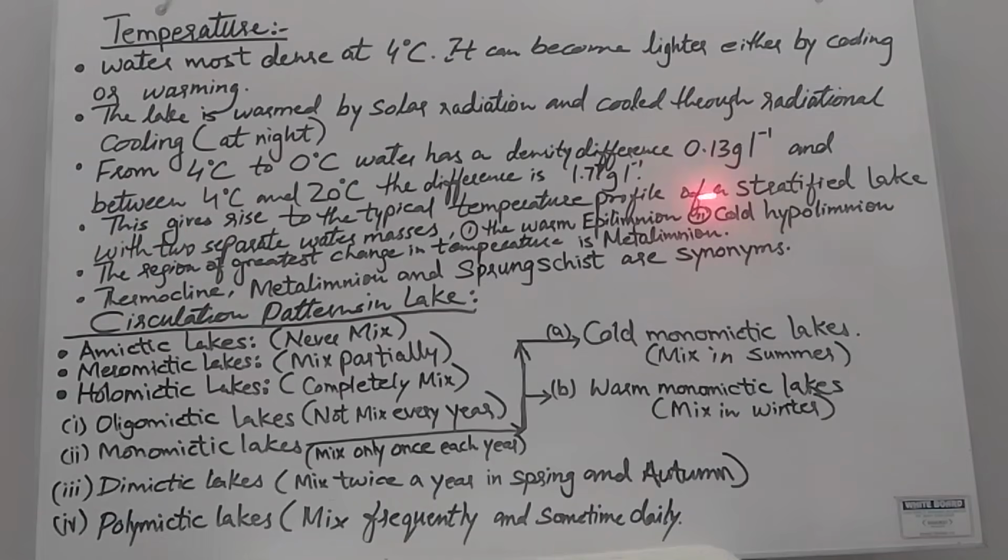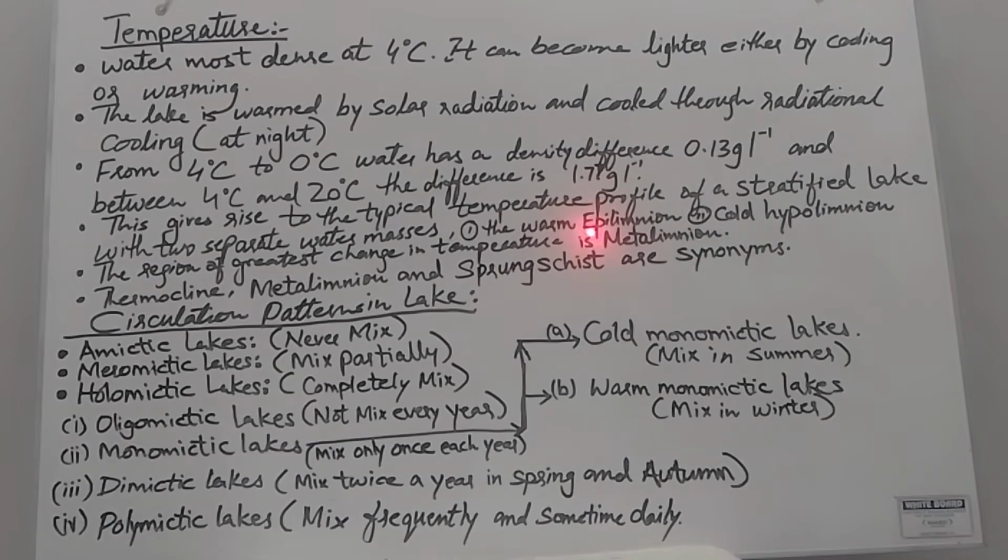So with this stratified lake with two separate water masses, the uppermost is the epilimnion, and the second is the hypolimnion, that is colder as compared to the epilimnion. The region of greatest change in temperature is the metalimnion. This metalimnion is in between the epilimnion and the hypolimnion.